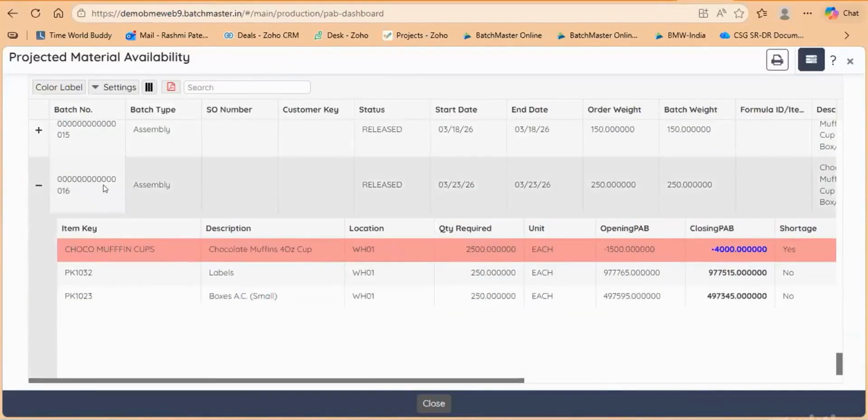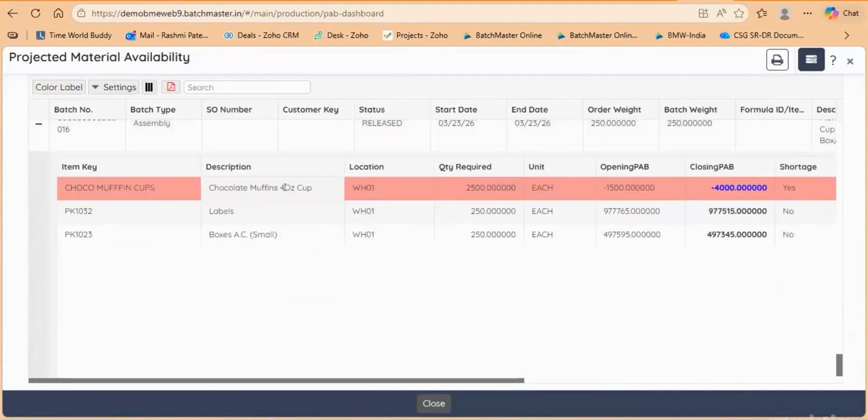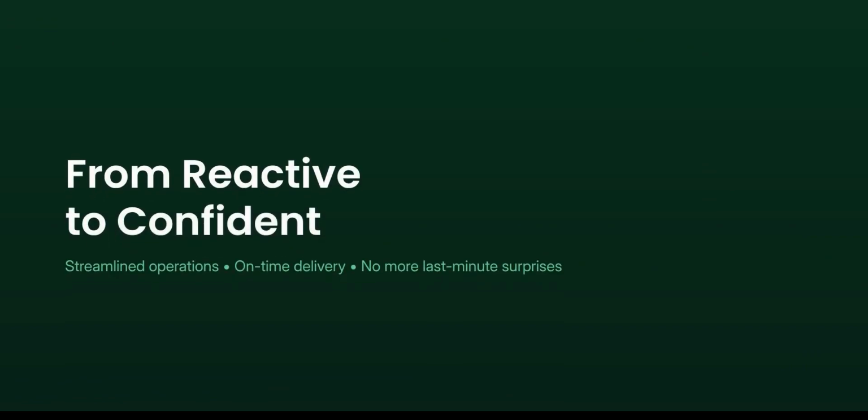And here's where it really pays off, catching problems before they derail production. It is telling me that one of the ingredients which is mandatory for my production is running short, and there are two other components which are sufficient on hand, and even if I consume them, there will still be certain closing balances here, right? This is the shift from reactive to proactive. Instead of firefighting, your planners are making confident data-backed calls every single day.